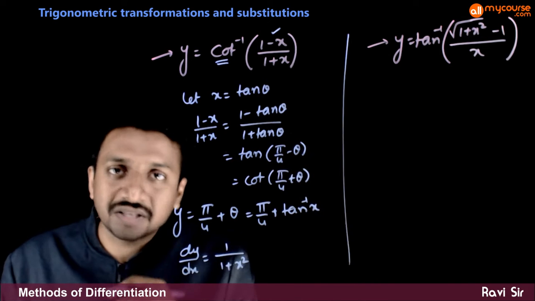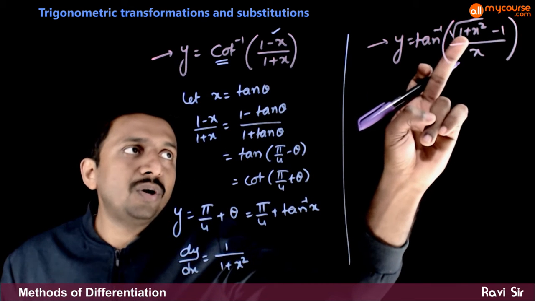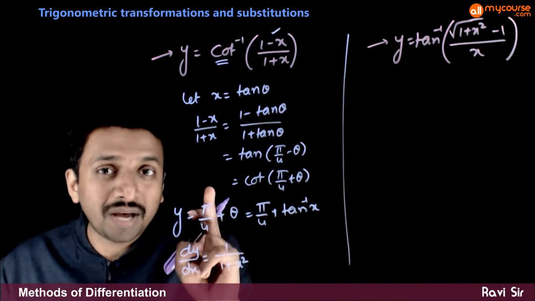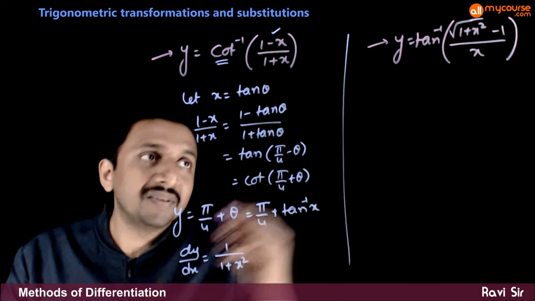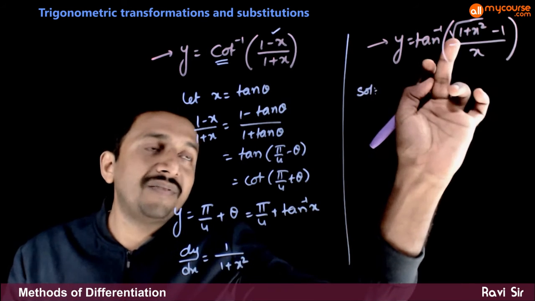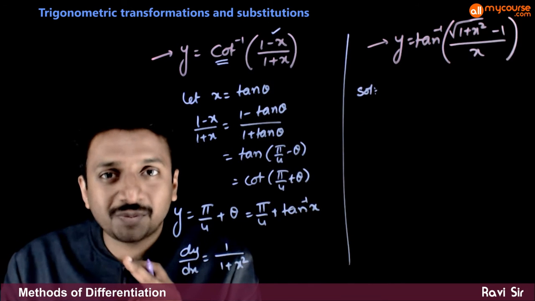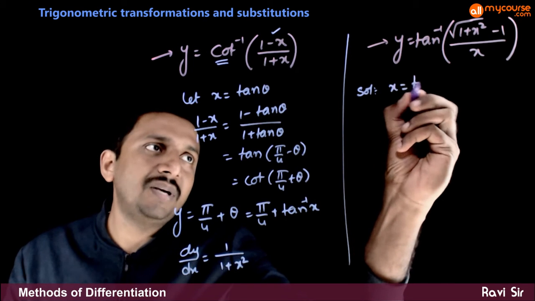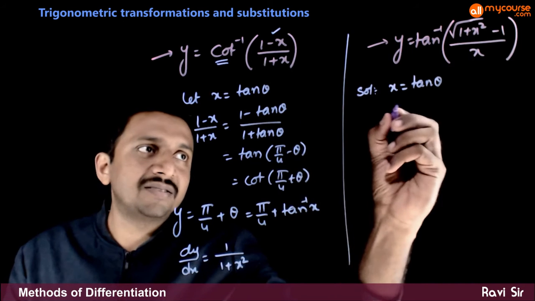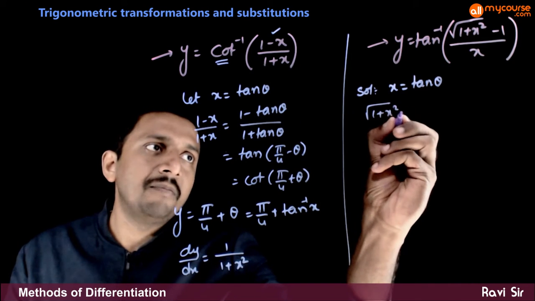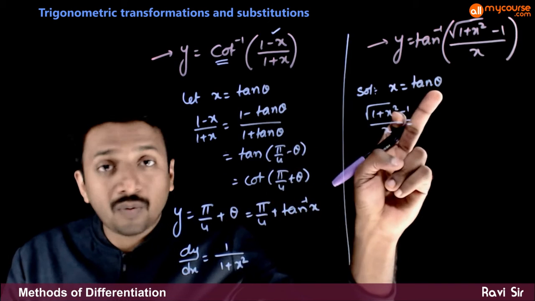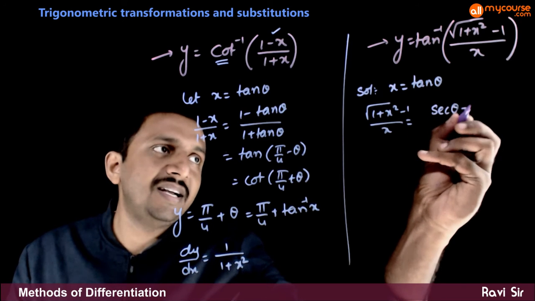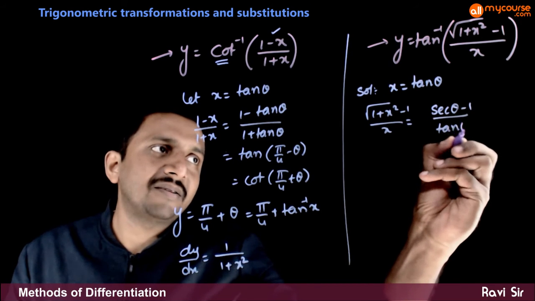So now let us go to the next function. Tan inverse of (root of 1 plus x square minus 1) by x. So what is the substitution that we do when you have a root of 1 plus x square? This is of the form root of a square plus x square. So you do the substitution x is equal to 1 into tan theta, x is equal to tan theta. So root of 1 plus x square minus 1 by x is nothing but root of 1 plus tan square theta, which is secant square theta. Root of secant square theta is secant theta, minus 1 by tan theta.